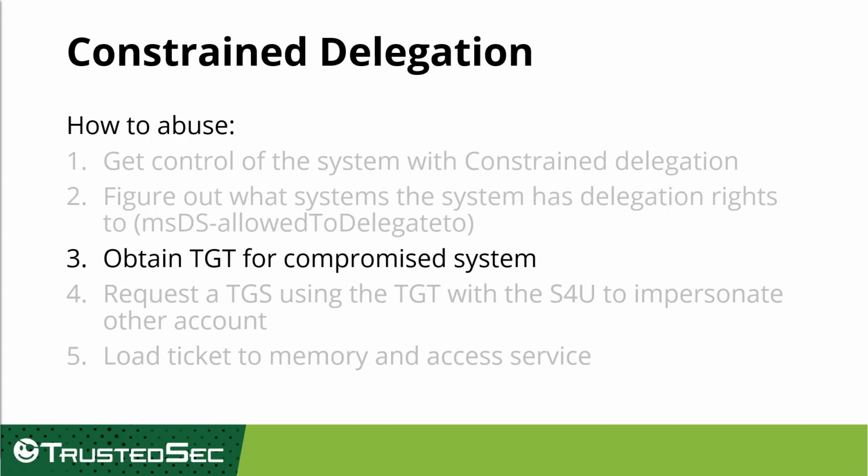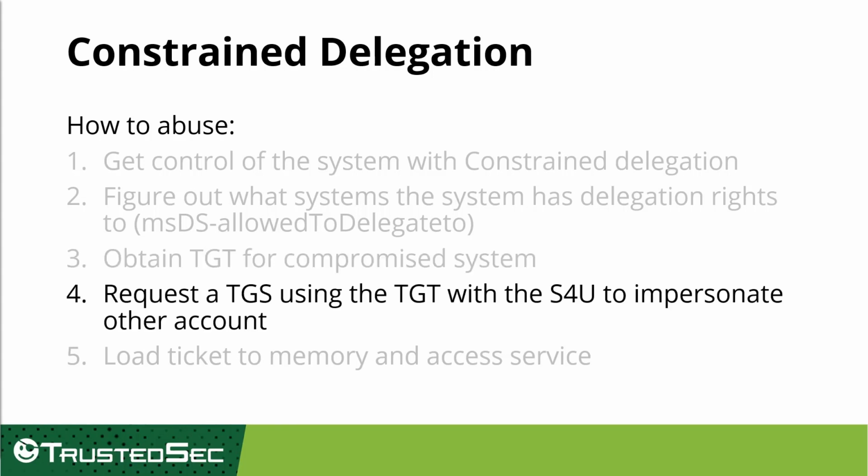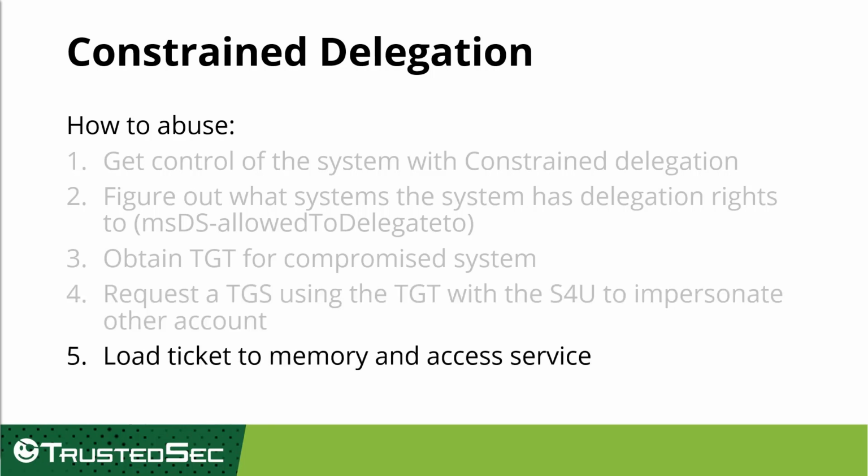Next, you need to obtain a ticket granting ticket for the system you compromised, the system with constrained delegation. And then you need to request a ticket granting service ticket using the ticket granting ticket that you obtained. And you need to enable the S4U to be able to impersonate any other account. And then you need to load that ticket, and you should be able to access the service using the impersonated account.